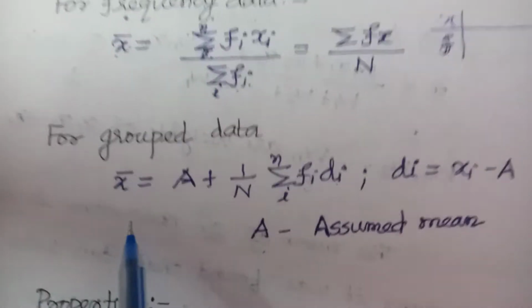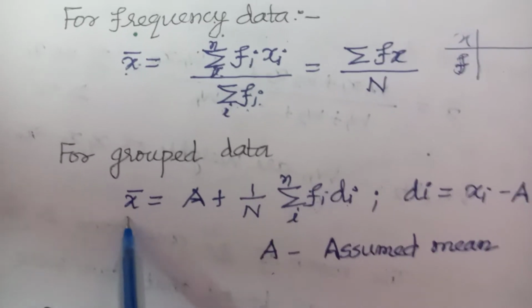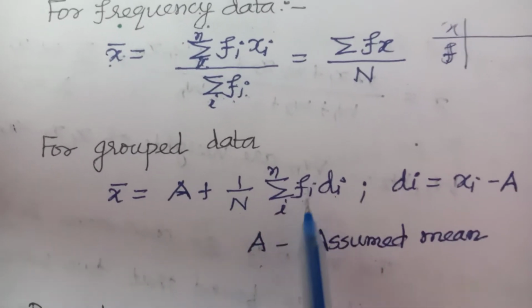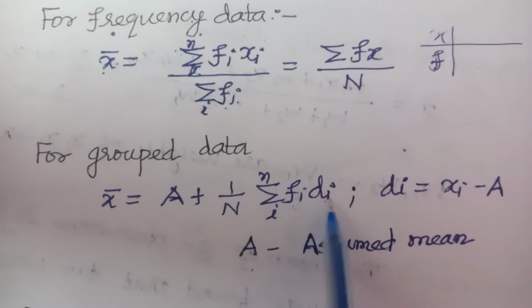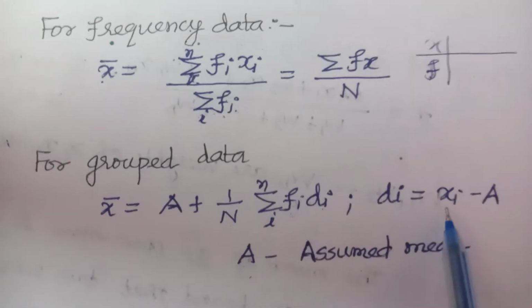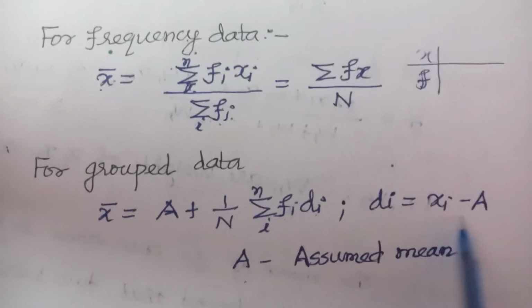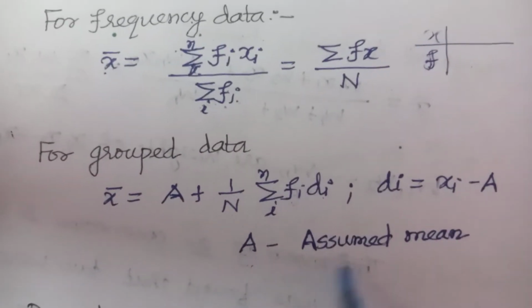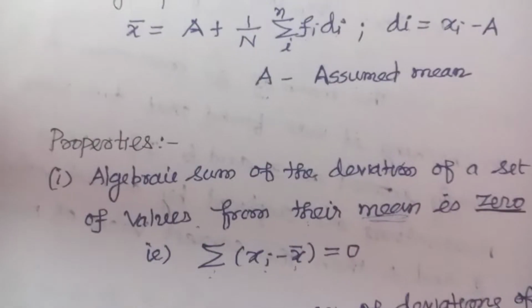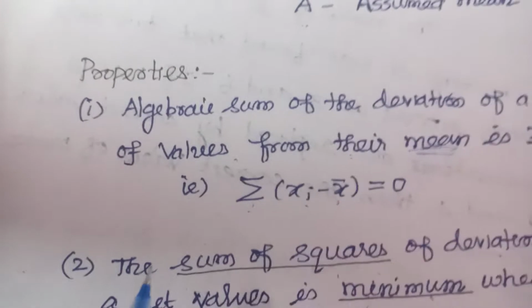For grouped data, the mean x bar is equal to a plus 1 over n summation f i d i, where d i is equal to x i minus a, and a is the assumed mean, which we can assume. Now the properties of mean.